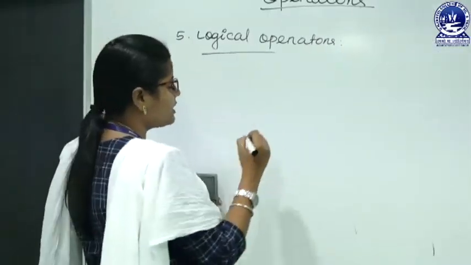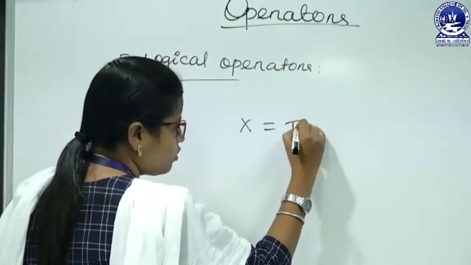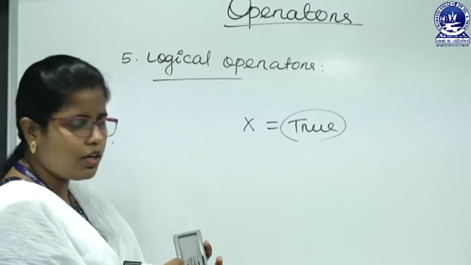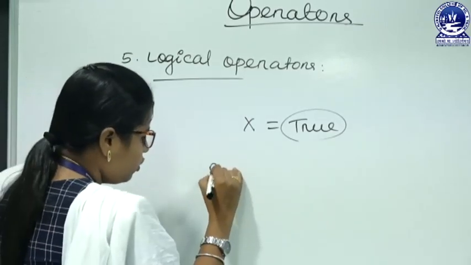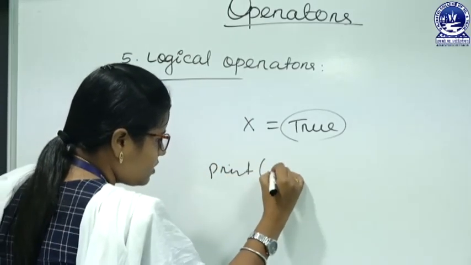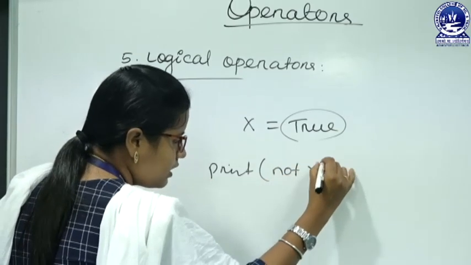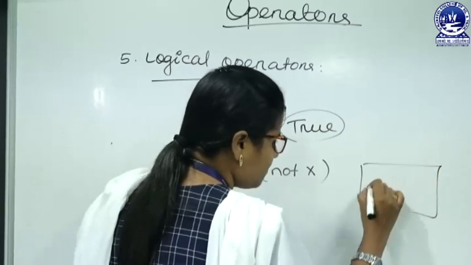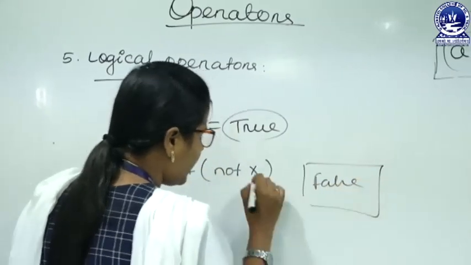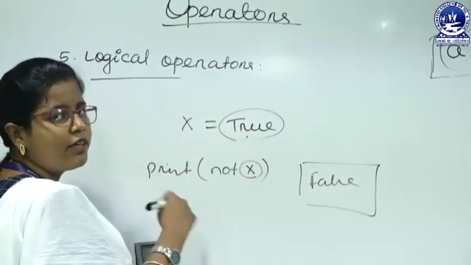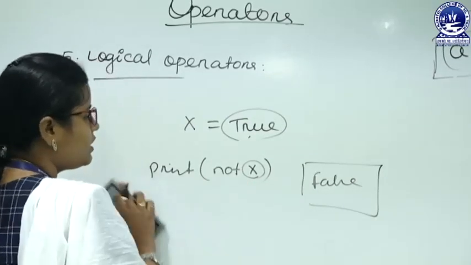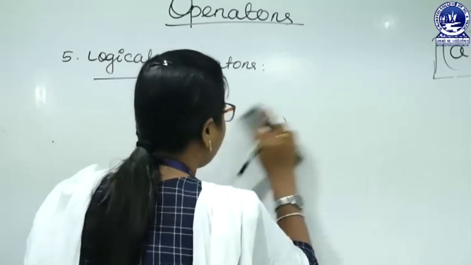Next, come to the logical NOT. Suppose x equals true. This is a Boolean literal, we can assign true to x. Now, I want to print not x. Then what will be the output? The output will be false, because the x value is true. The NOT will negate that value, so the output is false. So, this is all about the logical operators.